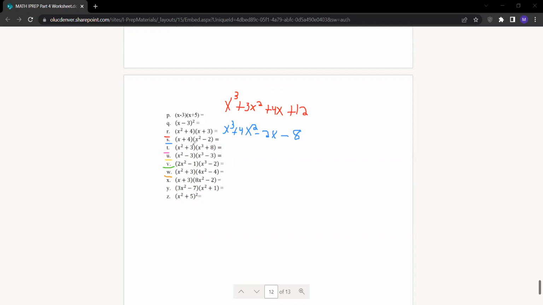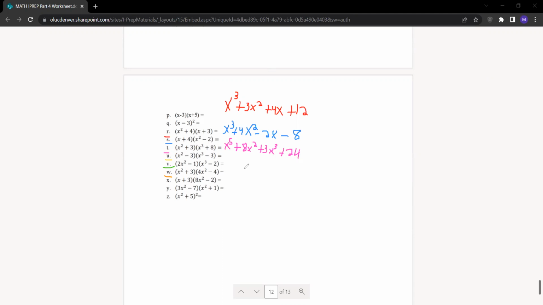Next, we'll do t. So we have x squared plus 3 times x to the third plus 8. So first, we do x squared times x cubed. So that's x to the fifth. And then we do outside, so x squared times 8, so plus 8x squared. We do inside, 3x to the third. And then we do last, which is 3 times 8. Once again, we have no like terms to combine.